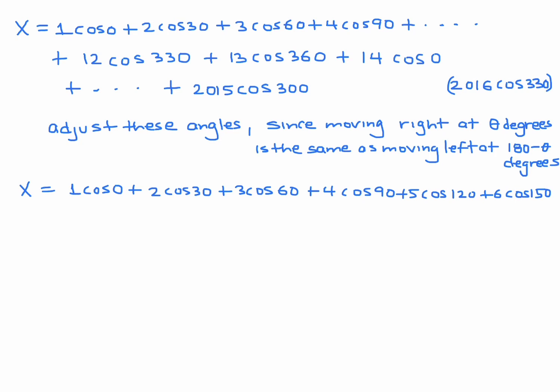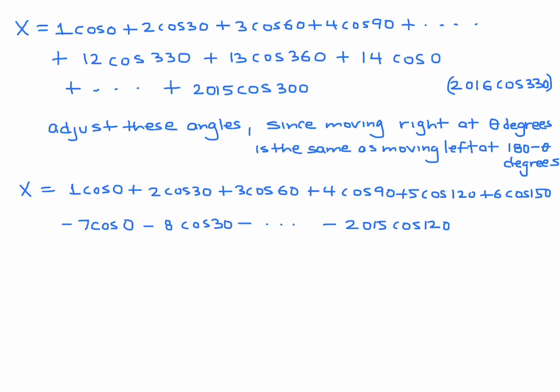But once we get to 180, it's the same as 180 minus 180, which is 0, but in the opposite direction. So instead of 7 cos 180, it becomes negative 7 cos 0. So this is a very important point that allows us to simplify this. And then 8 cos 30 minus 8, and so on, dot, dot, dot, until you get to 2015 cos 120.